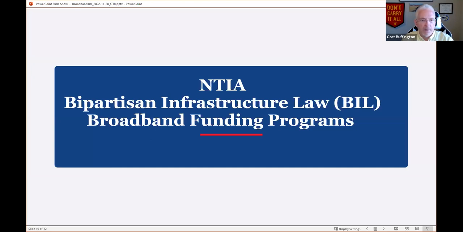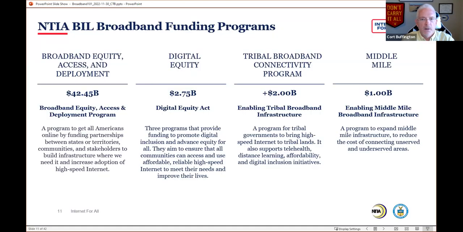Okay, a bit about the Bipartisan Infrastructure Law broadband funding programs. There are four programs that we focus on here at OICG supporting the Bipartisan Infrastructure Law. The biggest one is Broadband Equity Access and Deployment, or BEAD. If you've been following along on our website, you've probably heard of BEAD before. BEAD is the big one, and most of what we'll be talking about today will be in reference to the BEAD program.